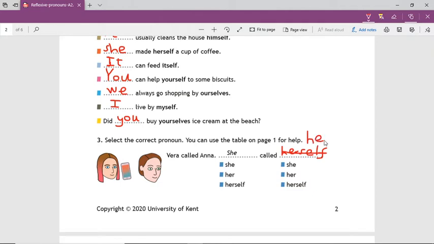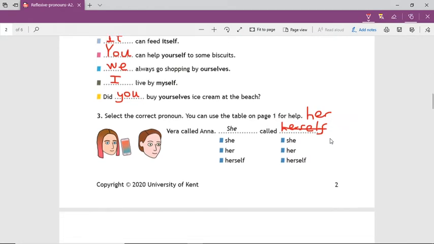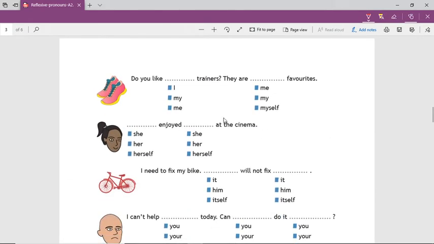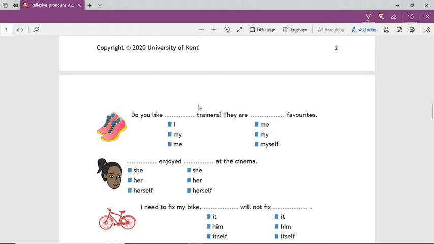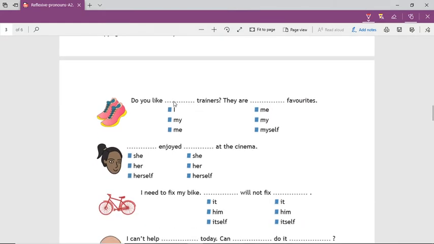So it's talking about Anna. It's not a reflexive situation because the subject is different to the object. So Vera called Anna. Vera didn't call Vera. Vera called Anna. So actually the answer is going to be she called her. Next up, do you like blank trainers? They are blank favourites. So we're looking at just the pronoun, not a reflexive pronoun. And in this case it's going to be possessive, so it's my trainers. They are my favourites.